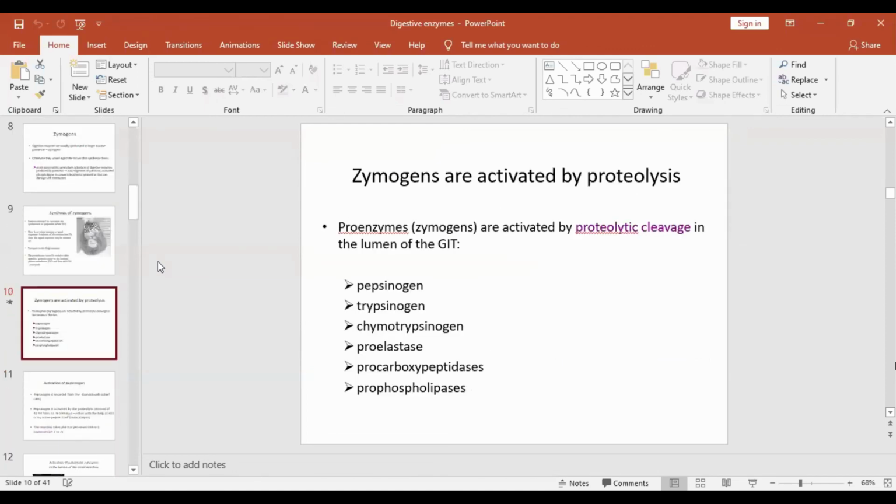And when zymogens come to their site of action, they are activated by proteolytic cleavage. Examples of zymogens: pepsinogen, trypsinogen, chymotrypsinogen, proelastase, prophospholipase.